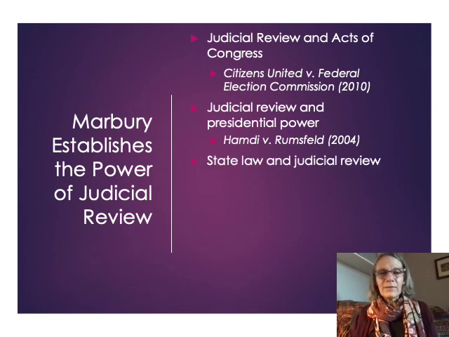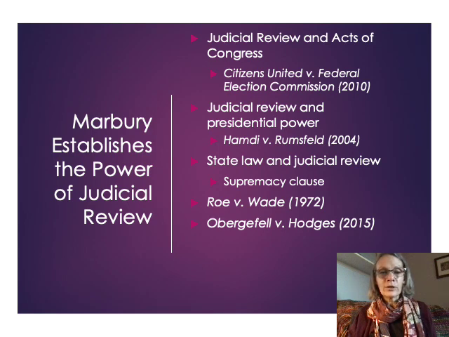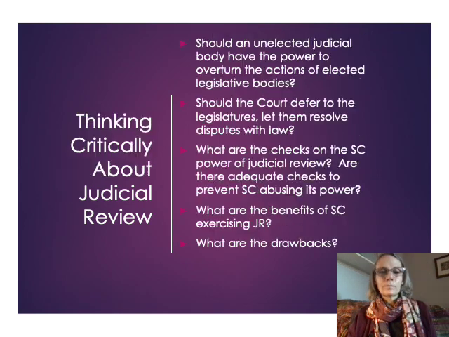And then there are lots of examples of state laws and judicial review. Roe v. Wade is a good example of that, because Texas had a law on the books saying that you can only get an abortion if your life was in jeopardy. In Roe v. Wade, they said that law was unconstitutional. In Obergefell v. Hodges, states had said that marriage could only be between a man and a woman, and the Supreme Court nullified all those state laws, saying that violated the Constitution. And so those are some examples of the exercise of judicial review.